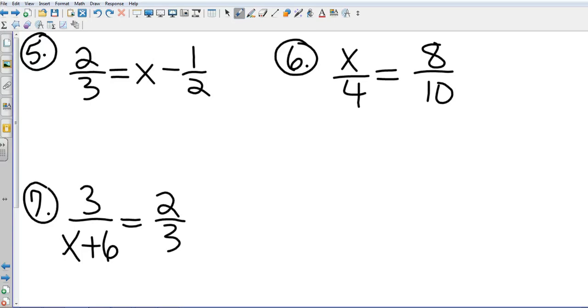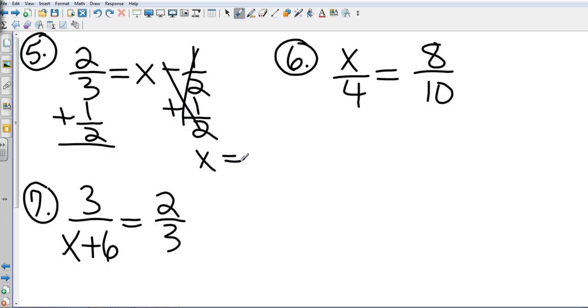Okay. Question number 5. Our friend, the fraction. Okay. How many step equation is this? Single. It's a single step equation. All right. What am I going to do with the negative 1/2? Add it to both sides. Once I've added 1/2 to both sides, that cancels. So I'm left with x equals whatever it's going to be.